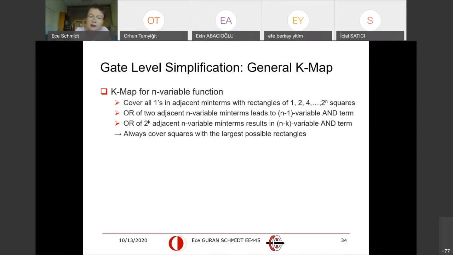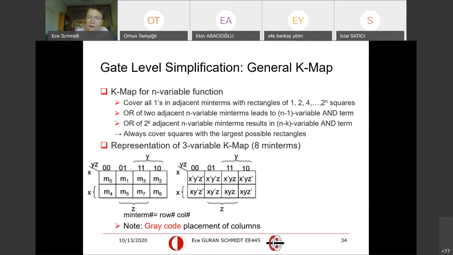The idea was that we had some layout in the gray code format, and we were writing the variable combinations for which the function gives a 1 in these squares. For the 3 variable K-map, the layout was like this. Each square represents a minterm where you have 3 variables. We were enclosing the adjacent minterms with rectangles. So we needed to know which rectangle is adjacent to which rectangle. For 3 variables, it's obvious.